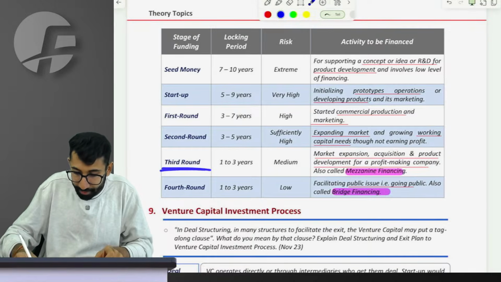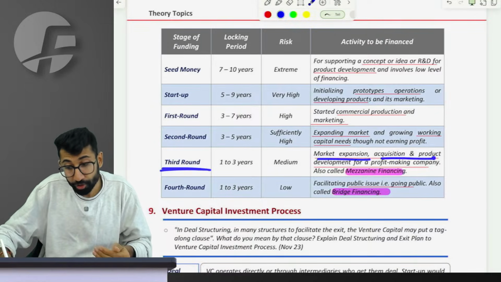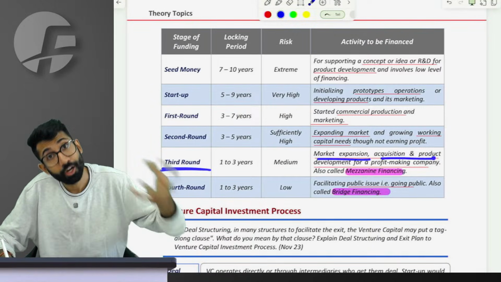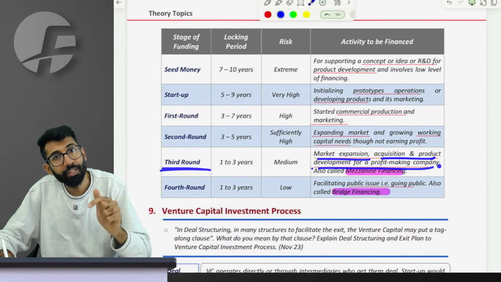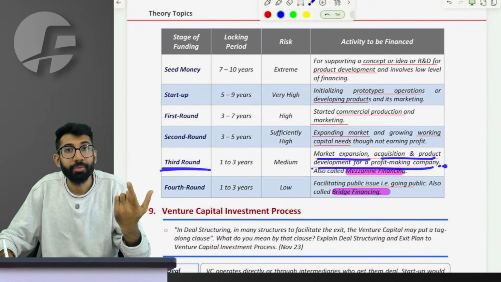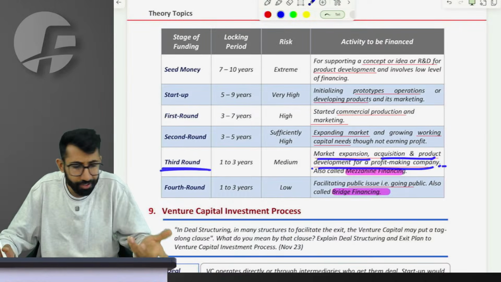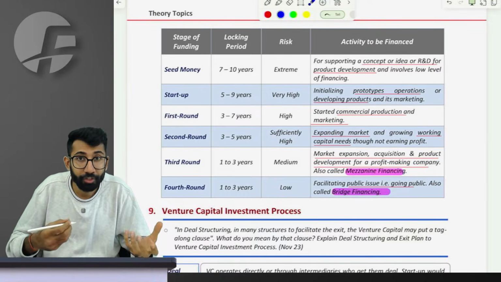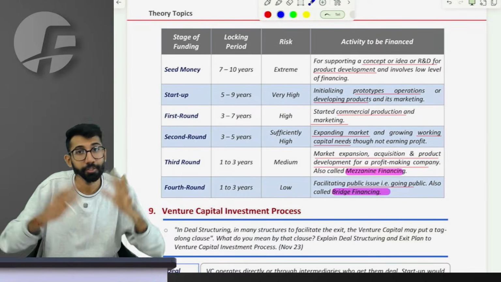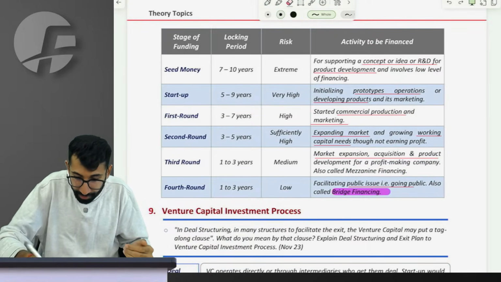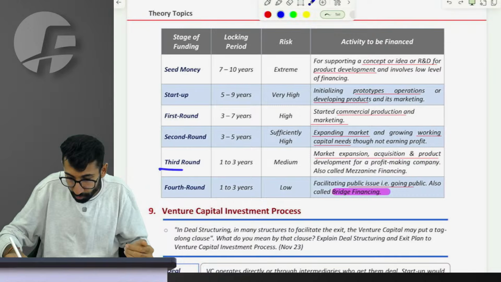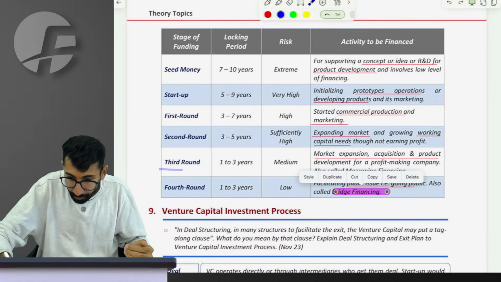The third round is again for further market expansion at an even higher level, even acquiring other companies, or maybe developing the product to the next level for a profit making company. The next one may be to come up with more advanced features, similar products, expanding to other geographies, making profit, acquiring other companies. This is the third round, which is also called mezzanine financing.